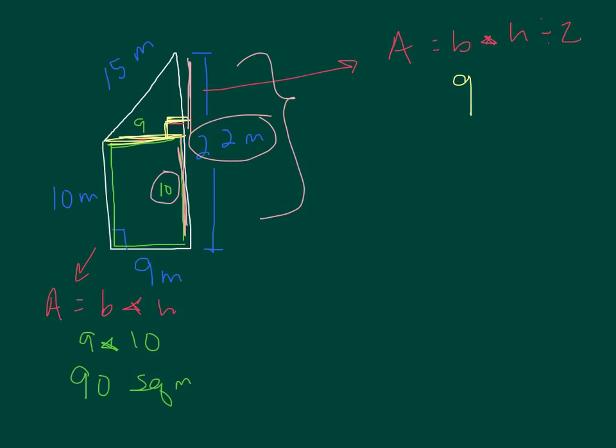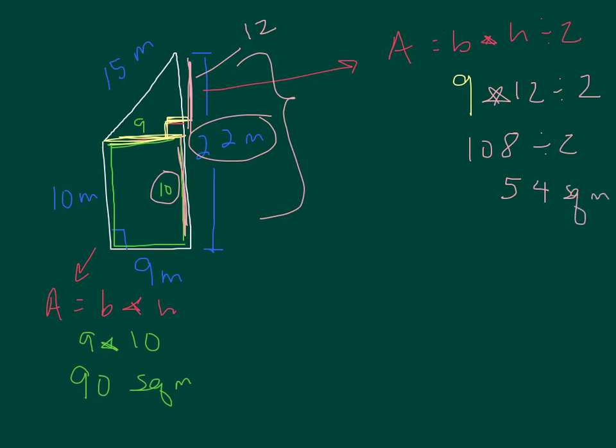So I have to ask myself, 10 plus what is going to get me to 22? So I know this part is 12, because 10 plus 12 equals 22. So that means the height of my triangle is 12, and I'm going to divide this by 2. So now I know 9 times 12 is 108, and I'm going to divide that by 2, and I get 54. And I'm going to label that square meters.